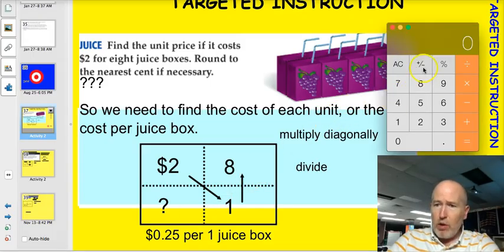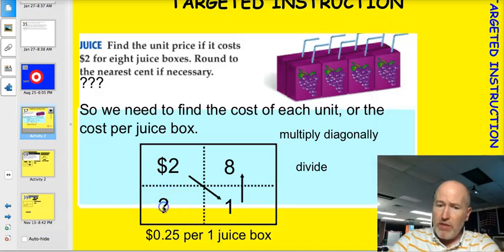Got to get my calculator going here. But anyway, you can just multiply diagonally within this box of stacked ratios and then divide the other way, and you will get your answer. Watch how I do this. You take 2 times 1, and then you divide it by the third number, which is 8 here, divided by 8. And you're going to get 25 cents. So it's 25 cents per 1 juice box.